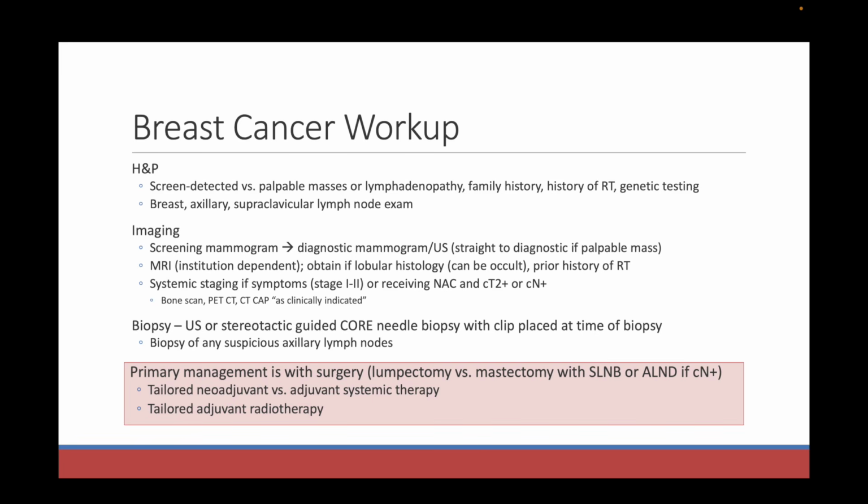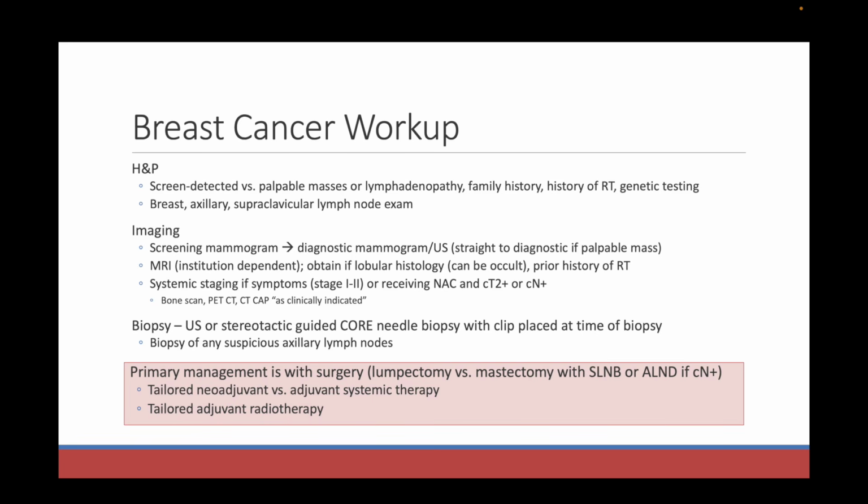But if you go by the textbook, you should really be obtaining MRIs, especially if patients have lobular histology, because lobular histology can be occult on mammogram, or if they have some other risk factor like a prior history of radiation. But oftentimes patients getting upfront neoadjuvant chemotherapy will just get an MRI so that we can have an easy way of monitoring their clinical response.